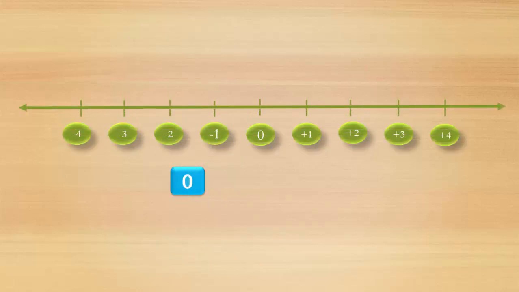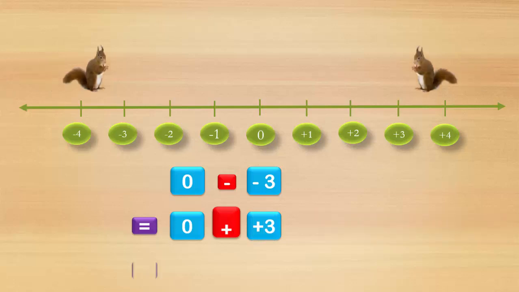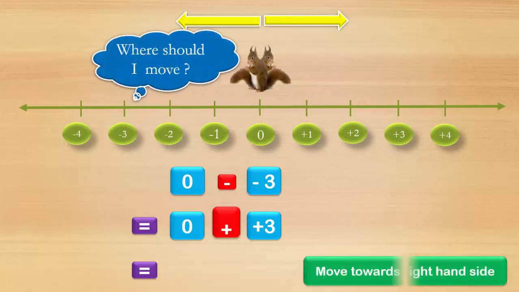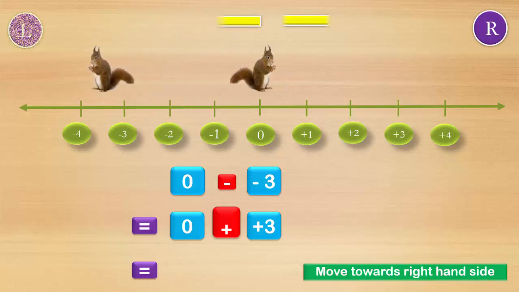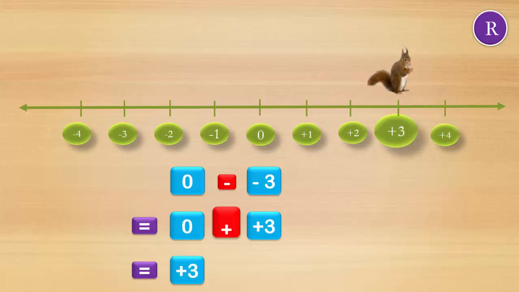Next question. 0 minus negative 3. So 0 as it is, plus, change the sign of the second number, here we go, positive 3. The squirrel is on 0, and we need to move towards the right hand side. Here we go once again. 1, 2, and 3. So the squirrel reaches positive 3. The answer is positive 3.